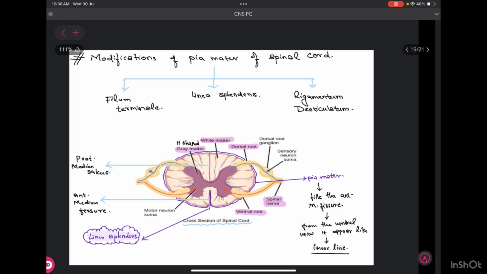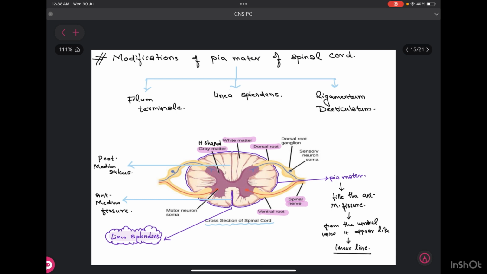Internal structure of spinal cord, we are coming to it later. So this much is clear, I guess. What is linea splendens? This is the cross section of spinal cord. Here we are having a posterior median sulcus and also an anterior median fissure. So this pia mater, which is closely adherent to the spinal cord, enters into this fissure, and it appears as a linear line called as linea splendens.